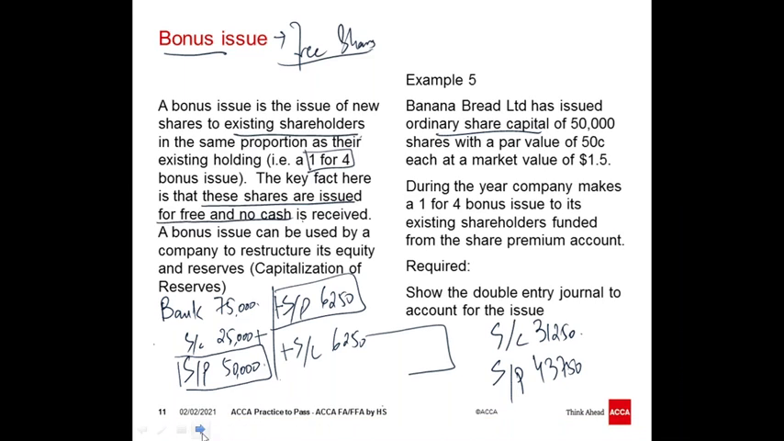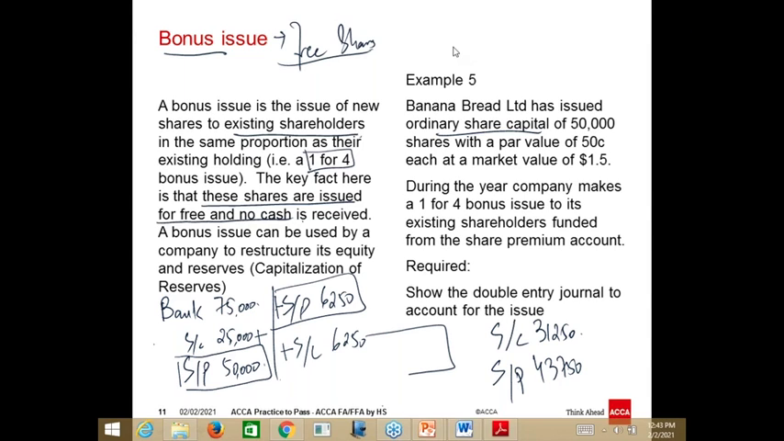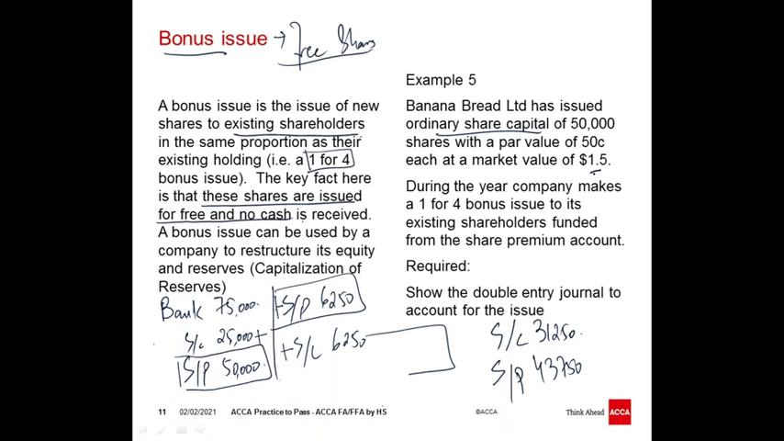Wonderful. The $75,000 part. In the first phase, the company has issued 50,000 shares at a market value of 1.5. So the bank will be debited by 1.5 per share. Share capital will be credited by 0.5, and share premium will be credited by the excess amount, which is $1.